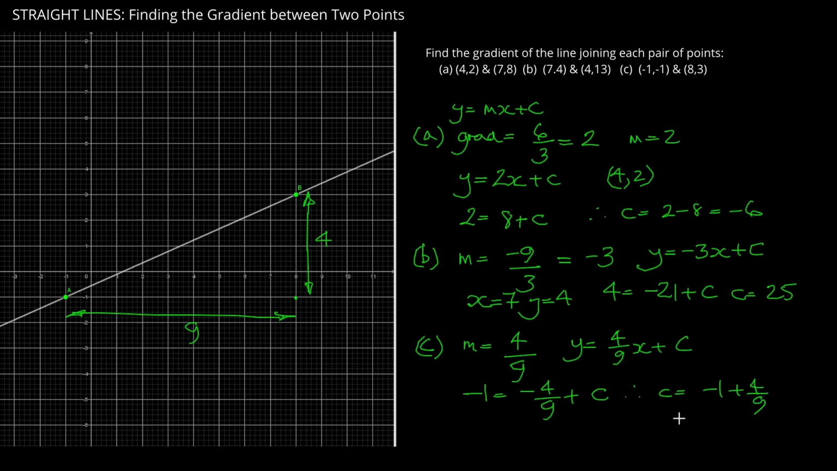And the way I tend to deal with these is I make this over 9. So negative 1, so this will be negative 9 over 9 plus 4 over 9, which is equal to negative 5 over 9. And that should be the answer. If we look to the left here, and yeah, that could indeed be negative 5 over 9 as the intercept, which is here.